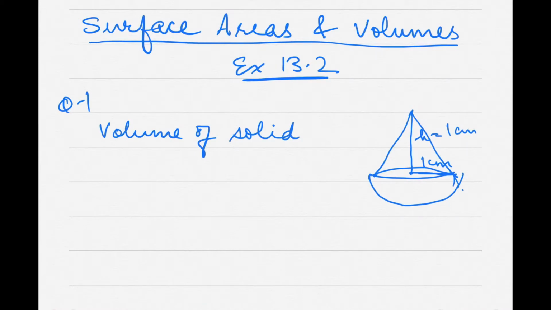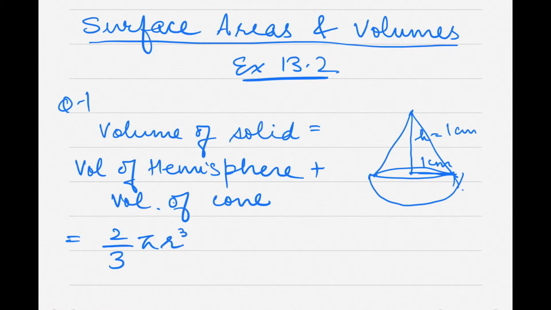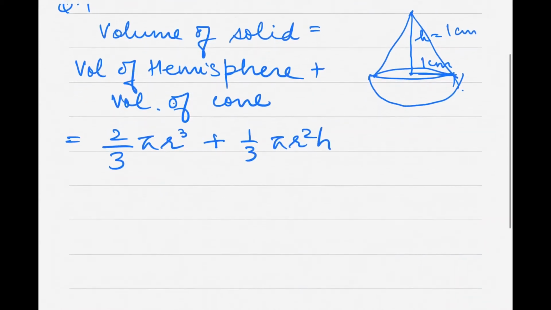Okay, so now there are two figures in this. So now we have volume of solid will be equal to volume of hemisphere plus volume of cone, right? So these are the two figures combined, so we have to find. So now let's see the formula for volume of hemisphere. Volume of hemisphere will be equal to 2 by 3 pi r cube and volume of cone will be equal to 1 by 3 pi r square h.